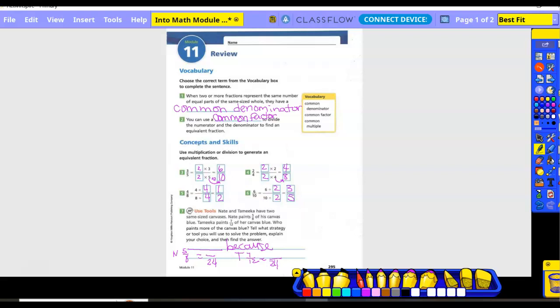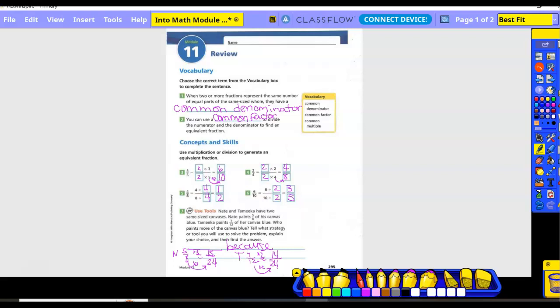Okay, so how do I get from 8 to 24? Times 3. What I do on the bottom, I do on the top. So Nate's 5/8 is also equal to 15/24. How do I get from 12 to 24? Times 2. What I do on the bottom, I also do on the top. 7 times 2 is 14. So Tamika's 7/12 is also equal to 14/24.